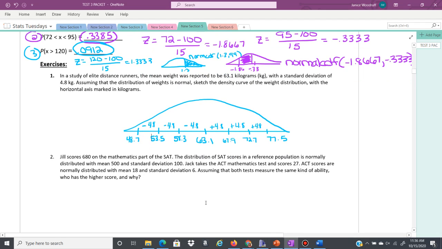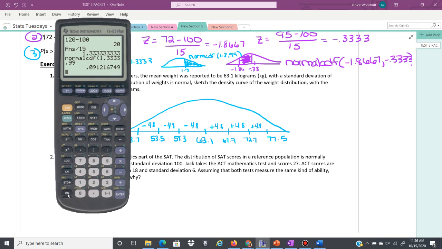Anybody know what 63.1 kilograms is in pounds? 2.2 is our multiplier, so 138.82.